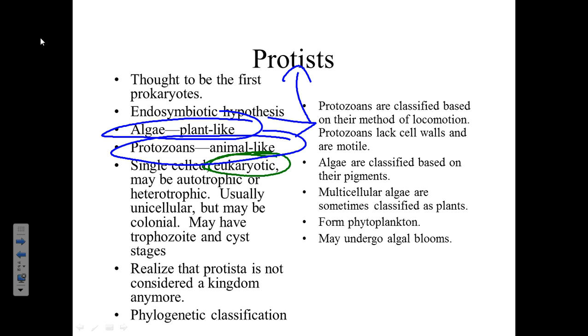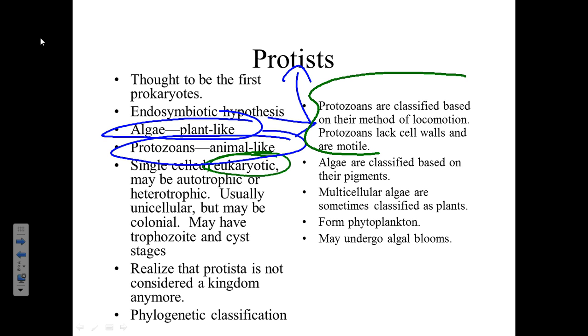What does the word protozoan actually mean, if you break it down into pieces? Proto means first, and zoo means animal. But they're not really animals. It might be better to call them proto-eukaryotes, right? So supposedly the first eukaryotic organisms. We're going to talk first about the protozoans, the animal-like ones. Probably won't get to the algae today.